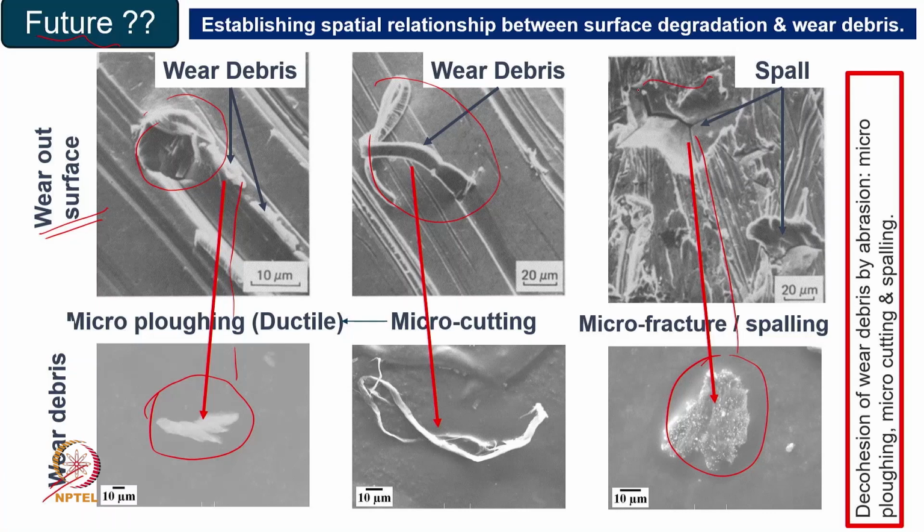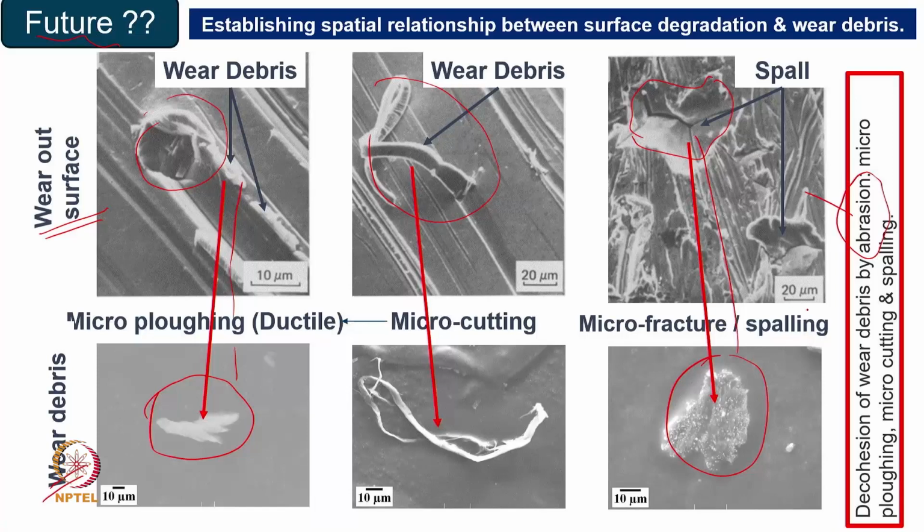Because of this, what problem will come in the future? How much is the residual life of the system? So this can be reconstructed and rebuilt, and that will be a well established thing. Now we are showing that all three are a kind of abrasive wear. Micro plowing is abrasive wear, micro cutting is also abrasive wear, and micro fracture or spalling is also abrasive wear. But this happens mostly in brittle materials, while micro cutting and micro plowing happen in ductile materials.